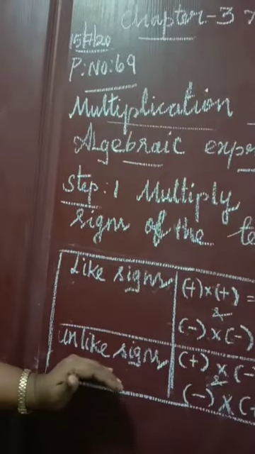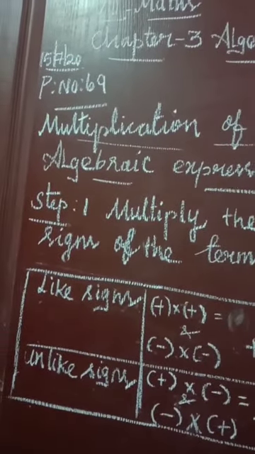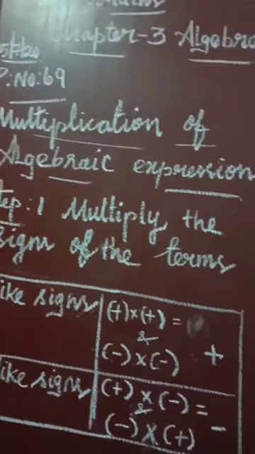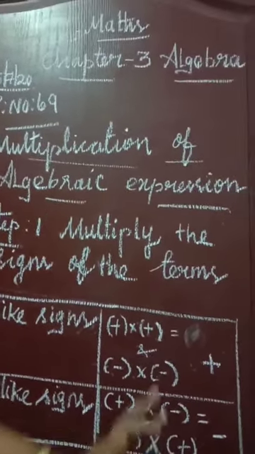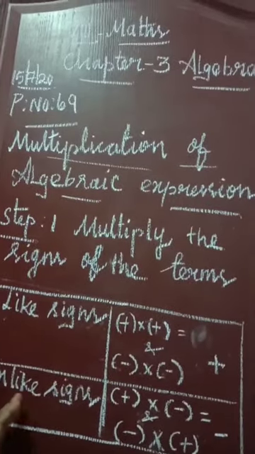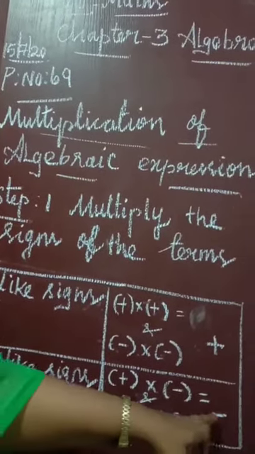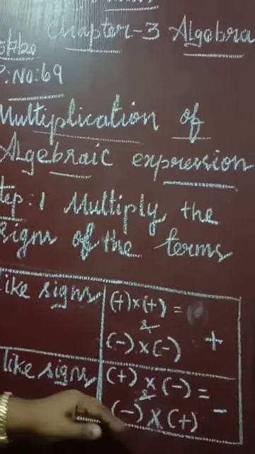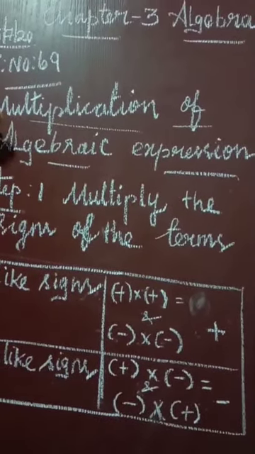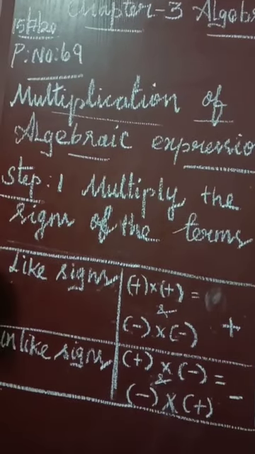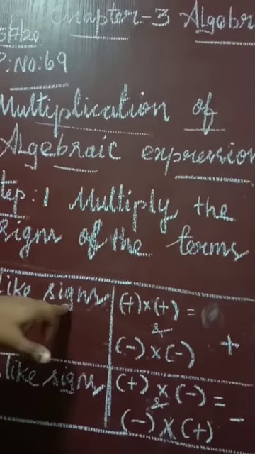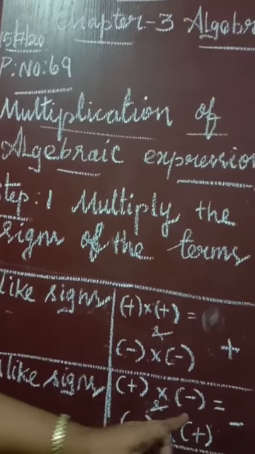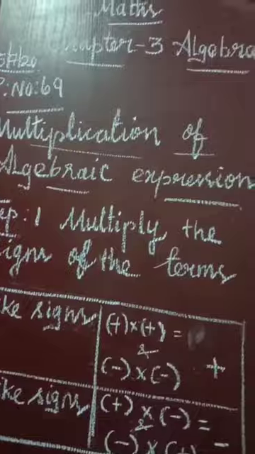Next, unlike signs. What is called unlike signs? One is plus and the other is minus, or one is minus and the other is plus. For unlike signs, the answer is negative. This is the first step we do in the multiplication of algebra. Like signs give a positive answer; unlike signs give a negative answer.